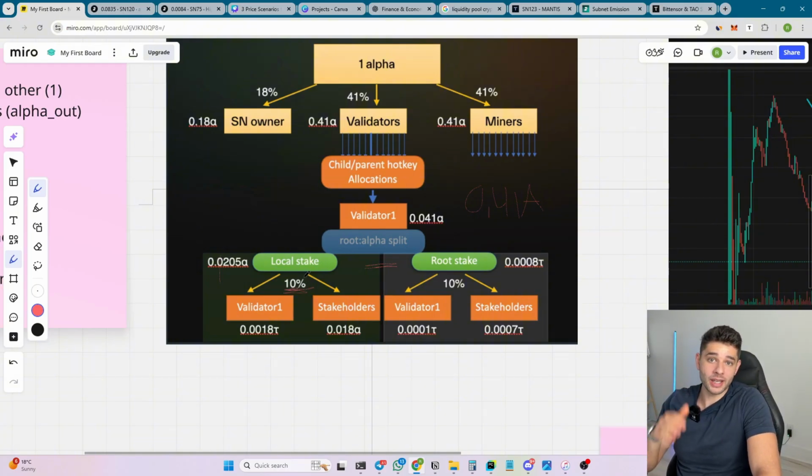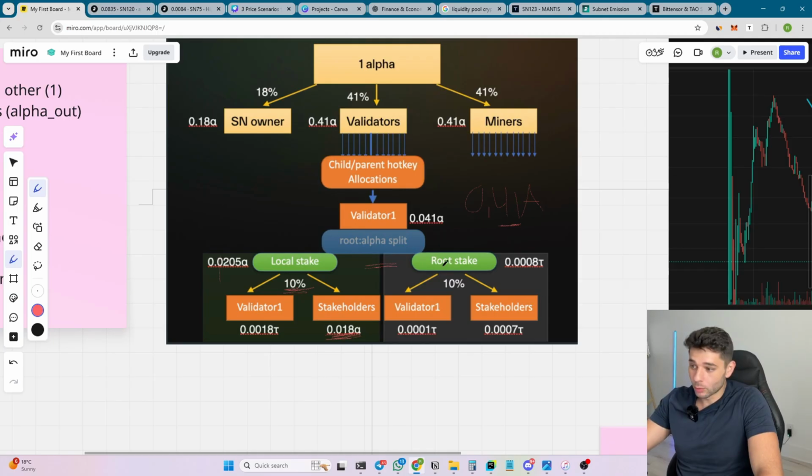So a validator has a lot of expenses. He also runs machines and all sorts of things. He has a warehouse. So they take 10% of that 0.41 alpha and the rest goes to stakeholders. So this is where your APY comes from. If there's not a lot of people holding that alpha token, you are obviously going to get a higher APY.